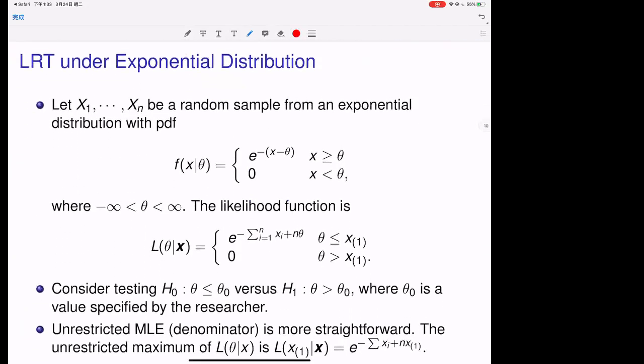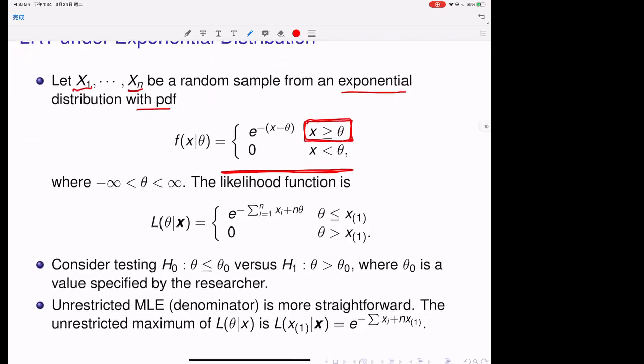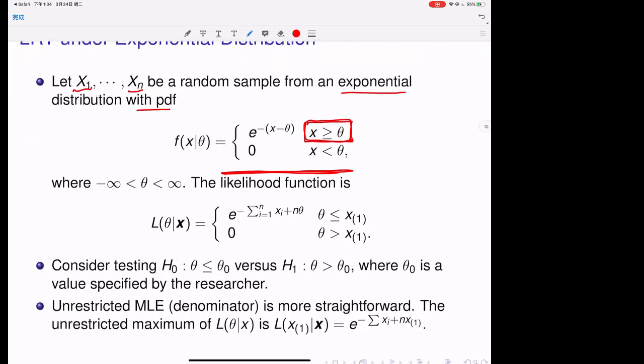Let me also finish this example, and then we can finish today's class at 1:45. Again, for the LRT, x1 to xn is from an exponential distribution with a PDF of this form right here. Basically x depends on theta, very, very critical; you'll see what happens. Now you're considering, of course, the Laplace function right here.